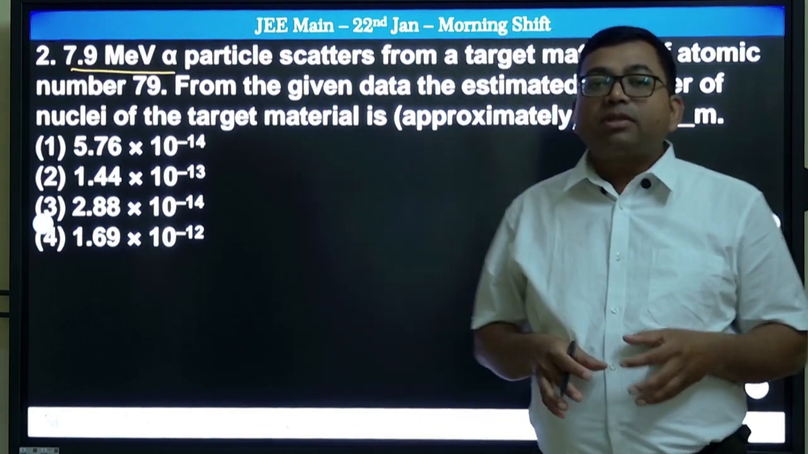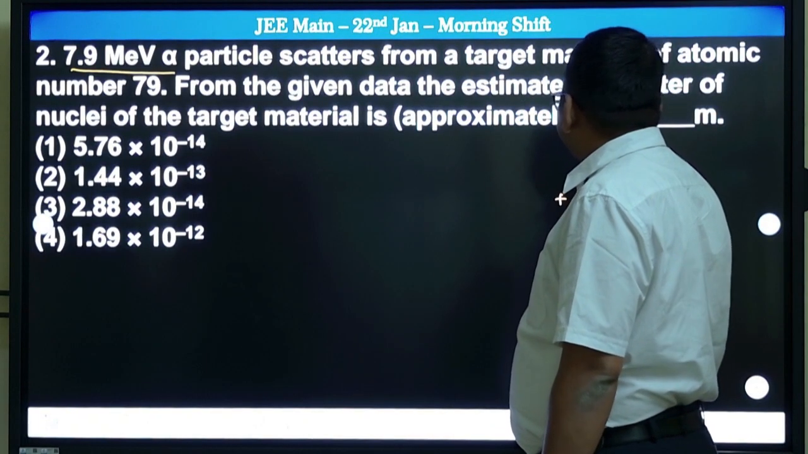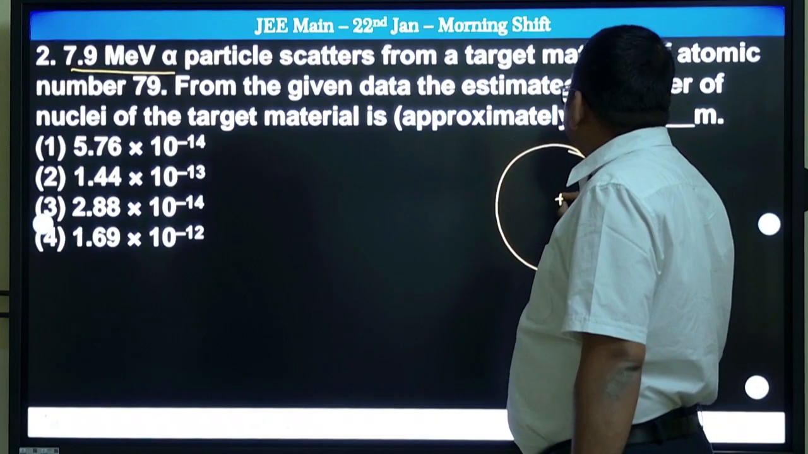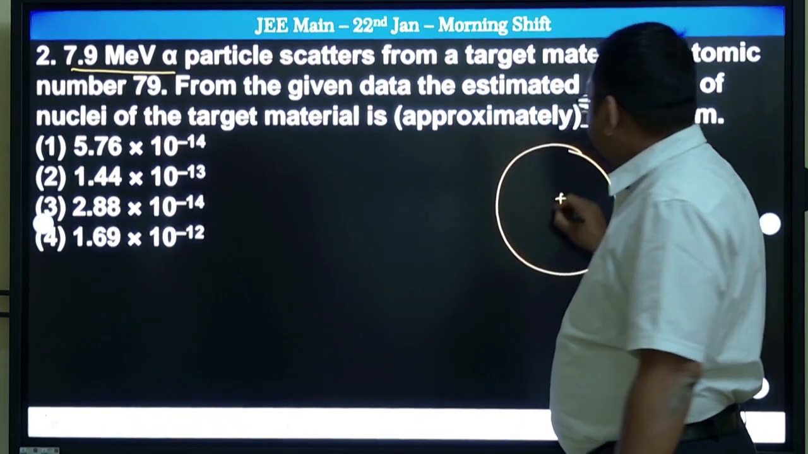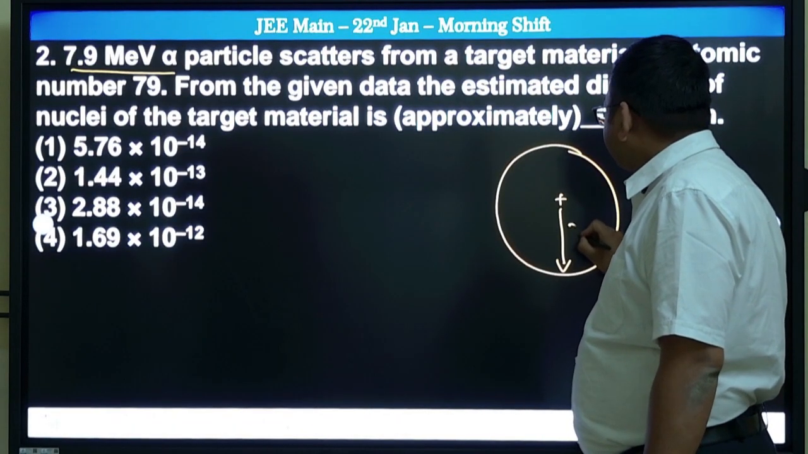Diameter of the nucleus means what? So suppose that this is the atom, right? This is the atom. This is the nucleus, and let us consider that this is the radius, right? Let us consider that this is the radius.